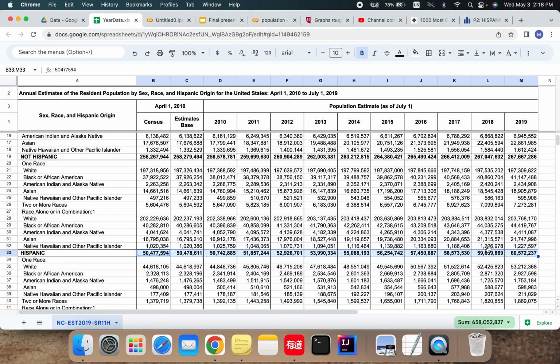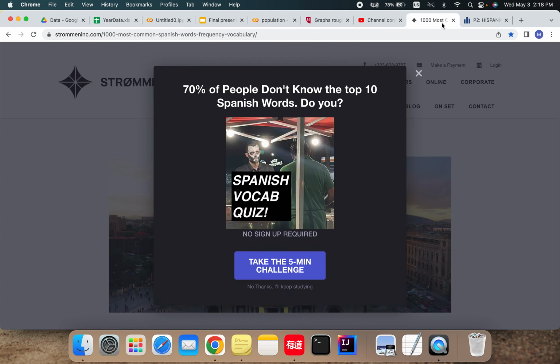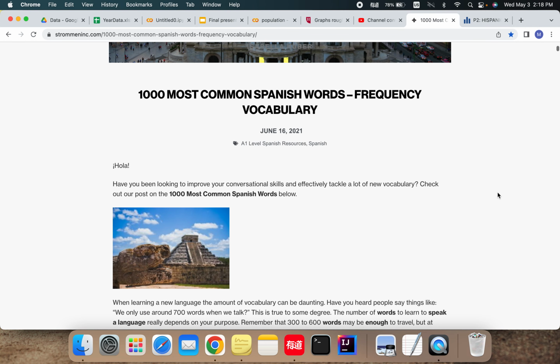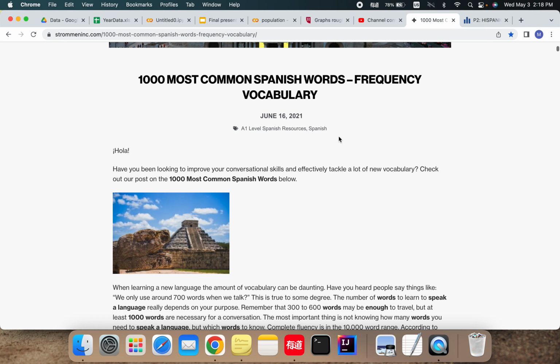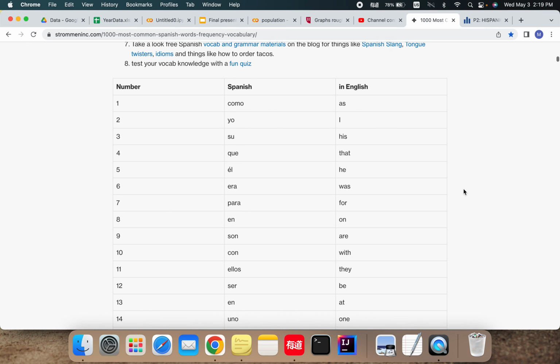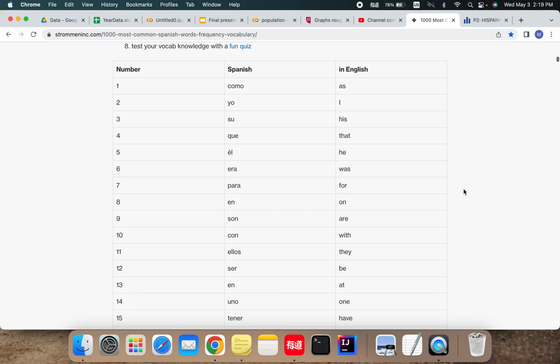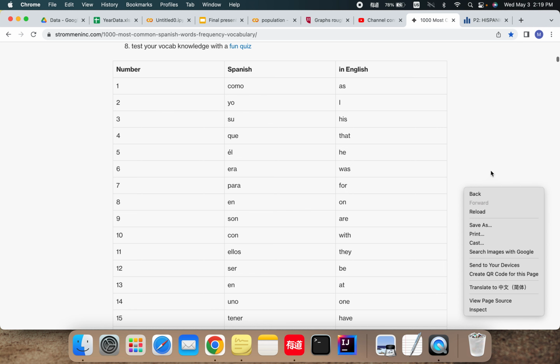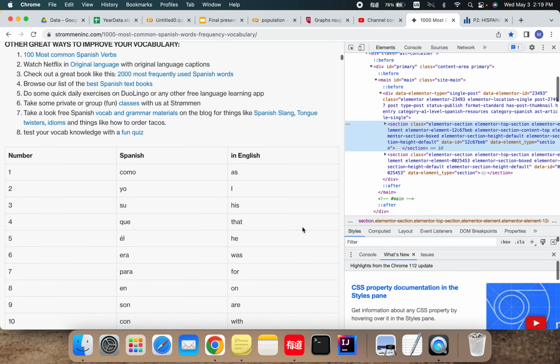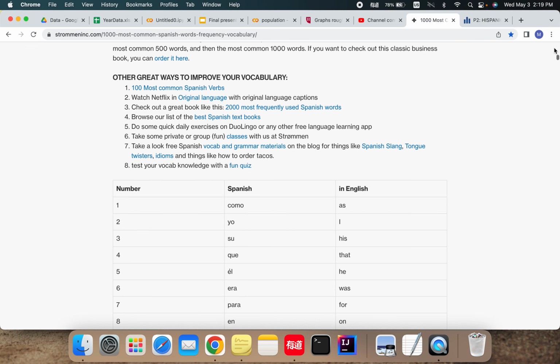For the second part, the word similarity, I found this 1,000 most common Spanish words frequency vocabulary, and here is the table. I did some web scraping, and I just grabbed this table from the website, so not super hard.